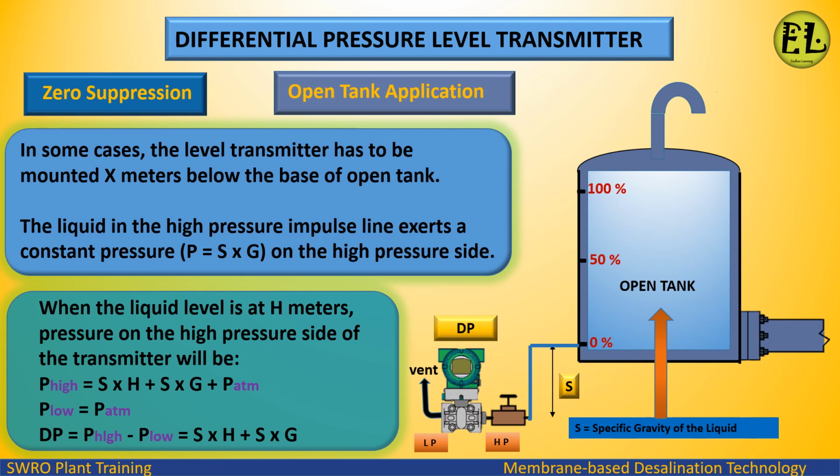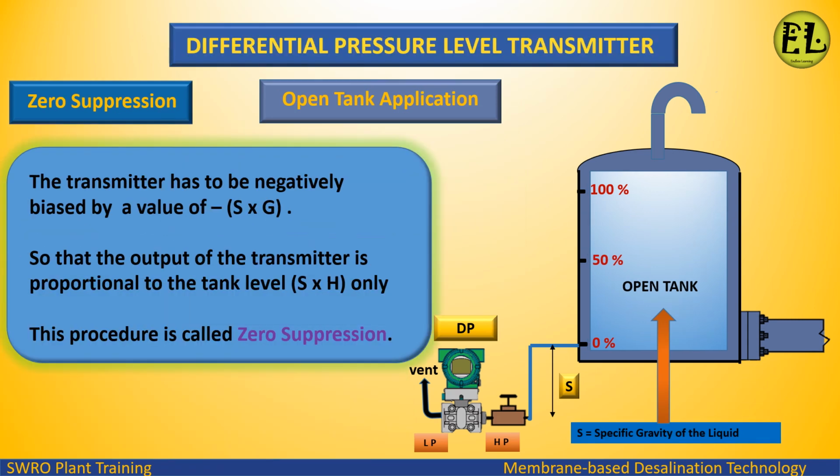When the liquid level is at H meters, pressure on the high-pressure side of the transmitter will be P high equals S x H plus S x G plus PATM, P low equals PATM atmosphere pressure, dP equals P high minus P low equals S x H plus S x G. The transmitter has to be negatively biased by a value of minus S x G, so that the output of the transmitter is proportional to the tank level, S x H, only. This procedure is called zero suppression.